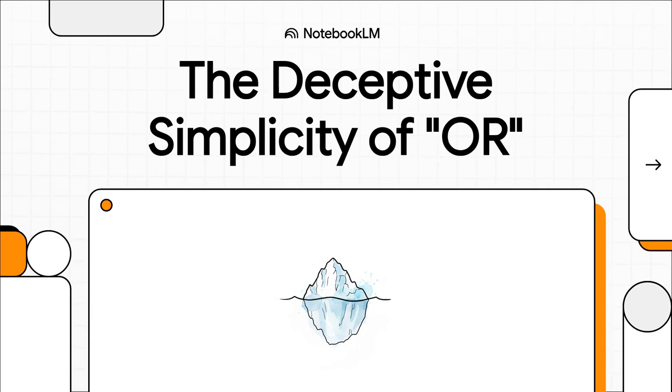The word or, we use it every day, right? It seems so simple. But in the world of data, or can be, well, deceptively tricky. We're going to dive into a puzzle that trips up pretty much everyone, and we'll be using data from one of the most famous tragedies in history.